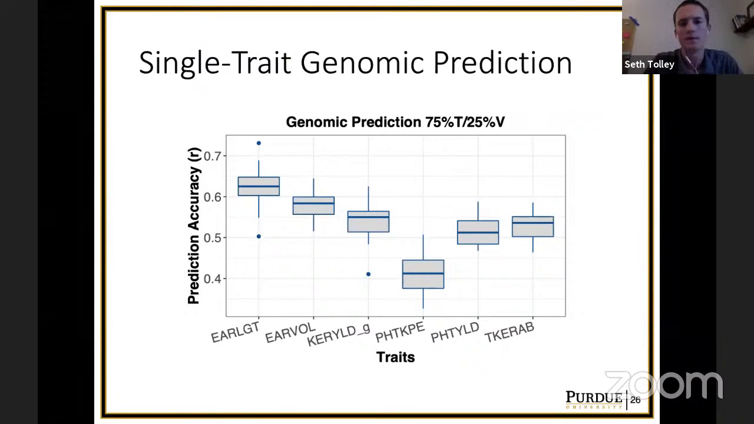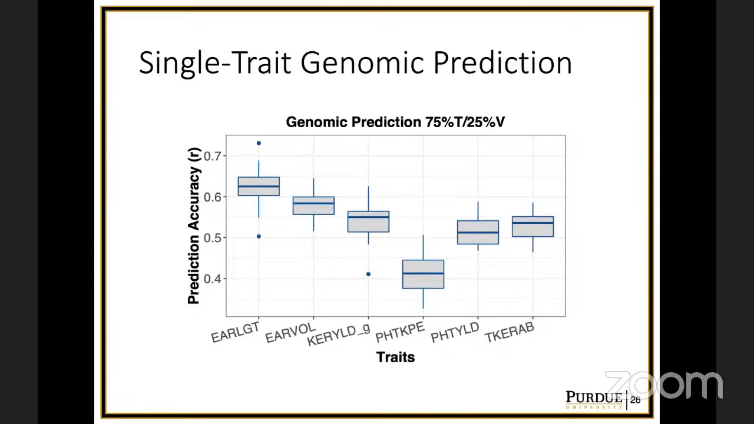So then moving into our single trait genomic prediction. So far, we've just done it again for these 6 traits, but we split our data set into 75% training and 25% validation. We repeated this 20 times, and you can see for each of these traits, we had a range of prediction accuracies, or correlations to the real phenotypes that we had.